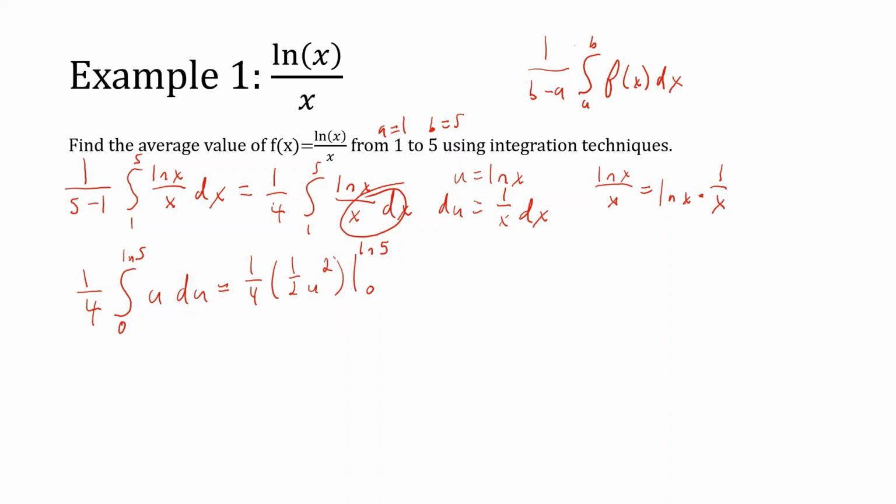And so now we just got to plug in ln 5 and then 0 to find our answer. And we know that if we plug in 0, the whole expression becomes 0. So we can just ignore that. Which means our final answer is 1/4 times 1/2, which is 1/8, so 1/8 times ln 5 squared. And that is the whole process for finding the average value of a function.